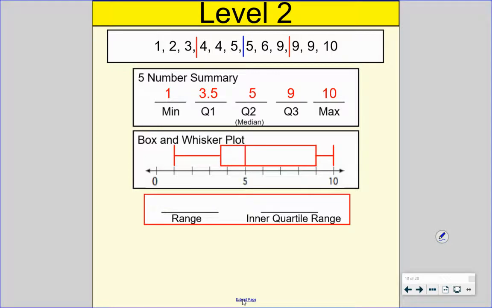Good. Okay, remember range is maximum minus minimum. So our range on this one is 9. Our interquartile range is our Q3, which is 9, minus our Q1, which is 3.5. And that will be 5.5.